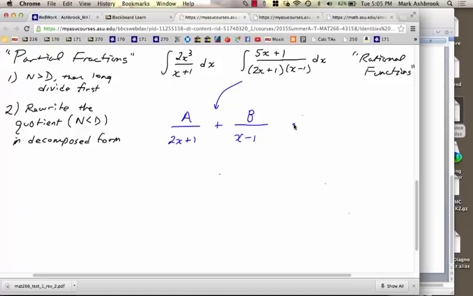So now we have, if we added these two fractions together, we would get the original fraction that we started with. We just got to figure out what a and b are. So what we're going to do is add these together and basically make it equivalent to the fraction we had, and then figure out what a and b are. So how do we add these together?